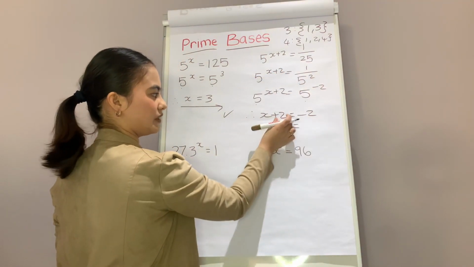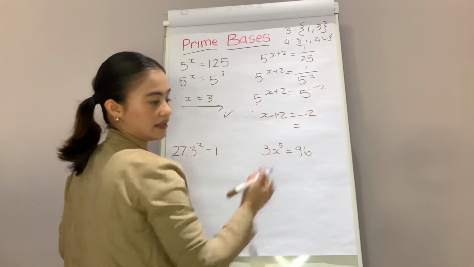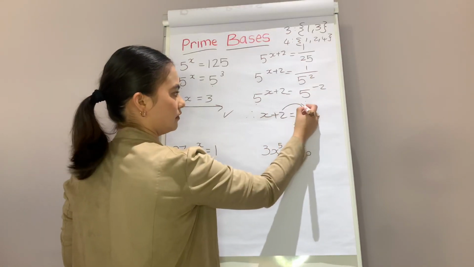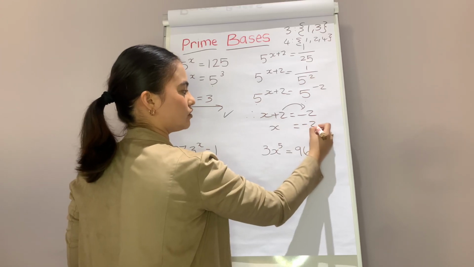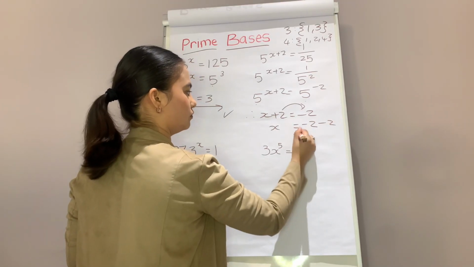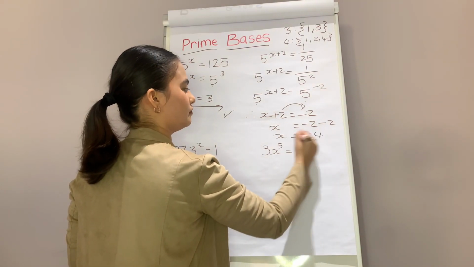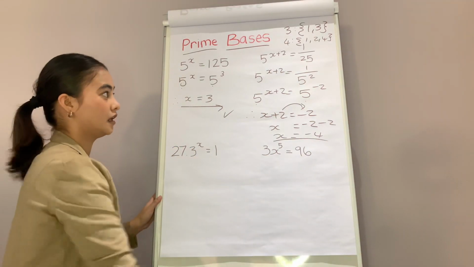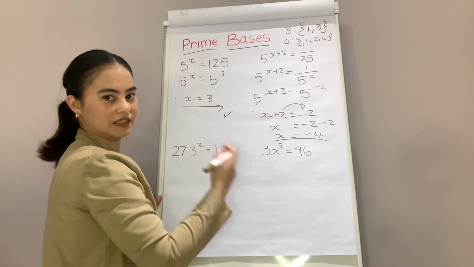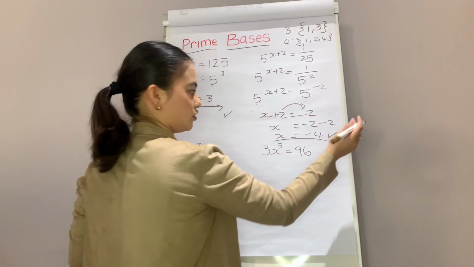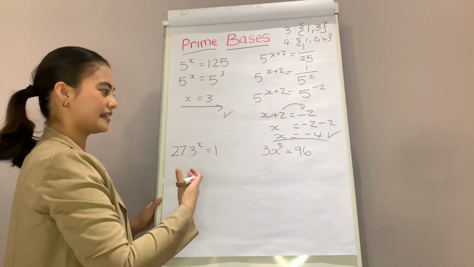Solving for x, if we carry this plus 2 to the other side of the equation, we've got x is equal to minus 2 minus 2, which is negative 4. Okay, if you plug it in, your left-hand side will equal your right-hand side. Sorted. Now let's take it up.